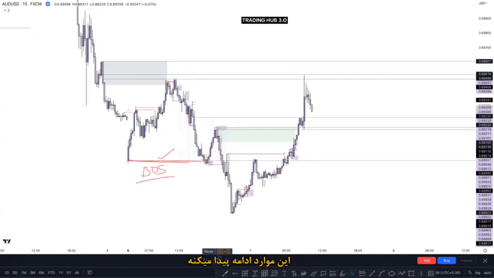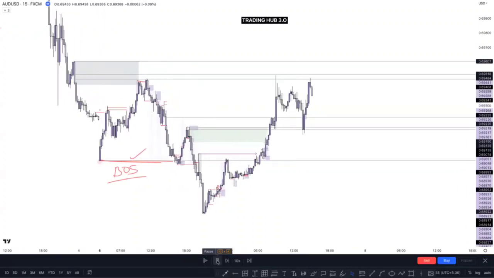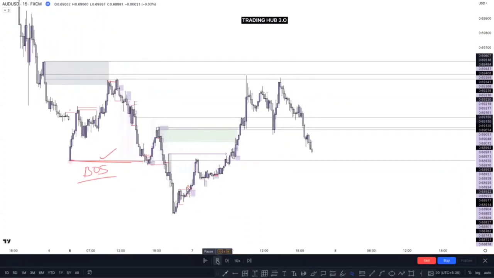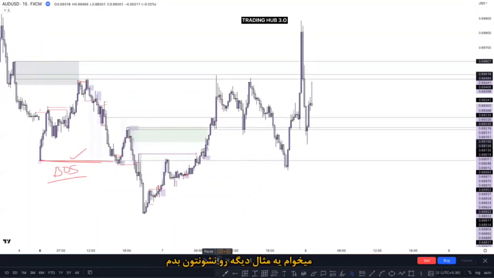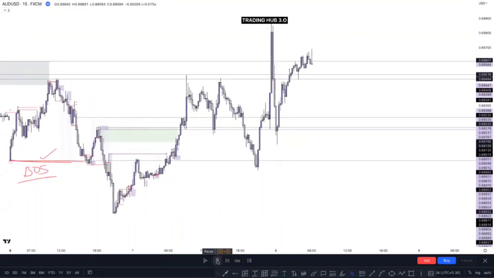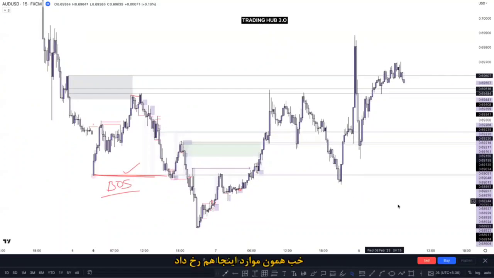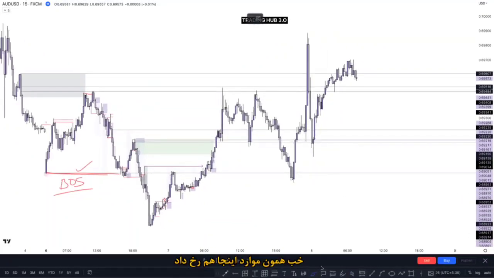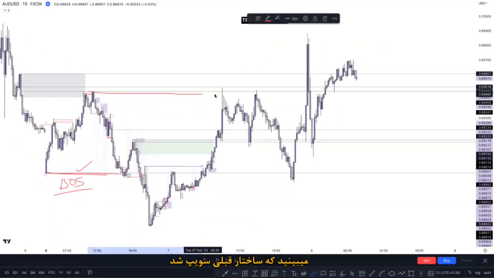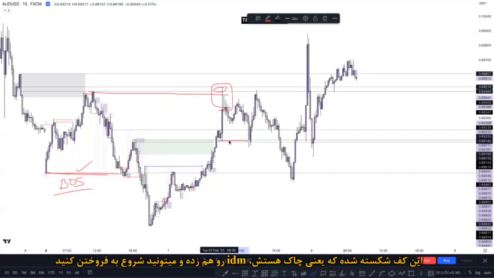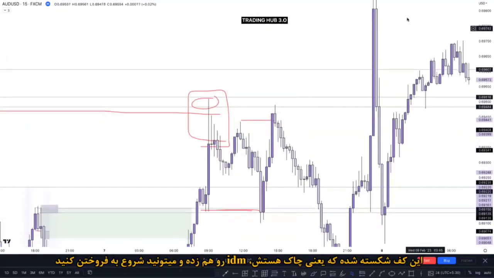And this process will continue here. I'm just going to replay this one. I will show you one more thing. Okay, so this process will continue here. You can see the previous structure swept here, and this sweep acts as a PY. Broken this one, this is a CHoCH. Taken out the inducement, and you can start selling again here.